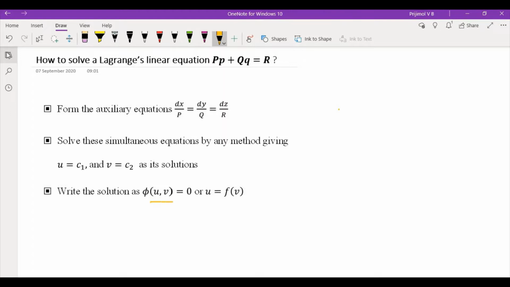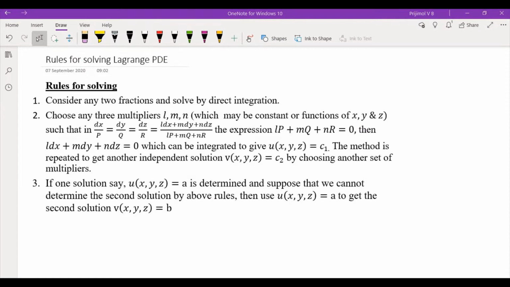Either you can write in this way phi of u, v equal to 0, or you can write u is equal to f of v. Now let us discuss some rules for solving a Lagrange partial differential equation. Now after writing an auxiliary equation, say dx by P, dy by Q equal to dz by R. Yes, after finding P, Q, R, we write the auxiliary equation, and then from this auxiliary equation we will choose either first and second, or second and third, or first and third ratios, and then solve by direct integration.